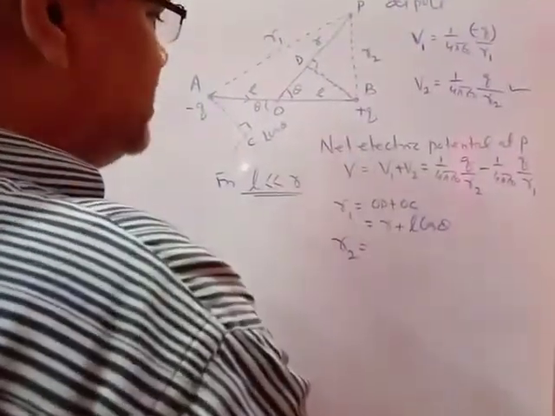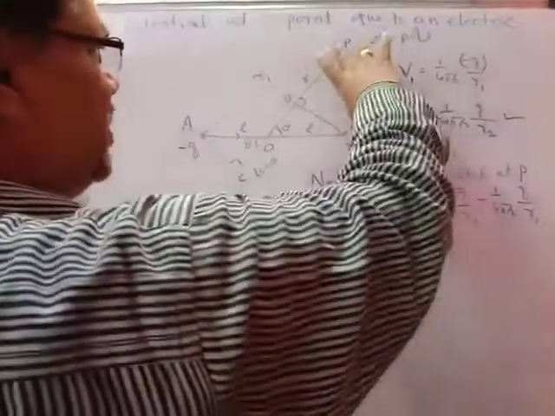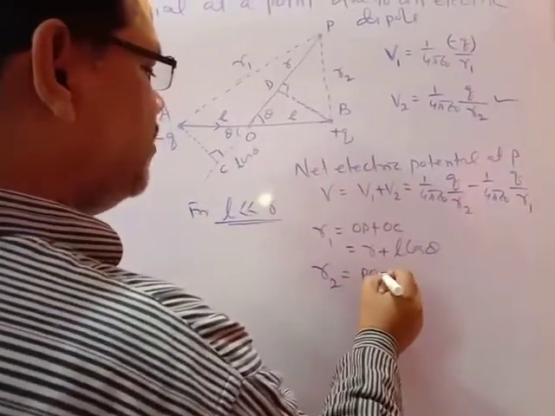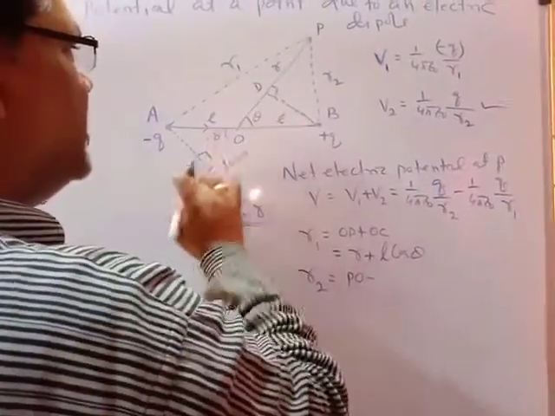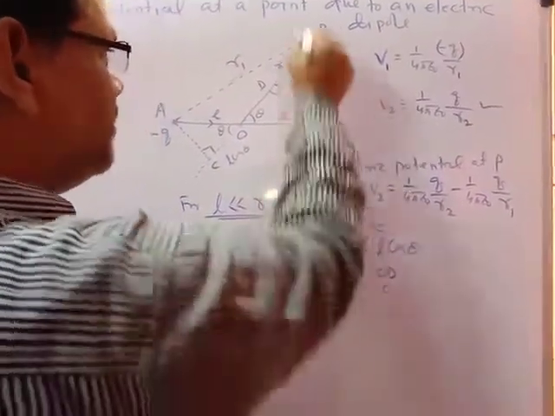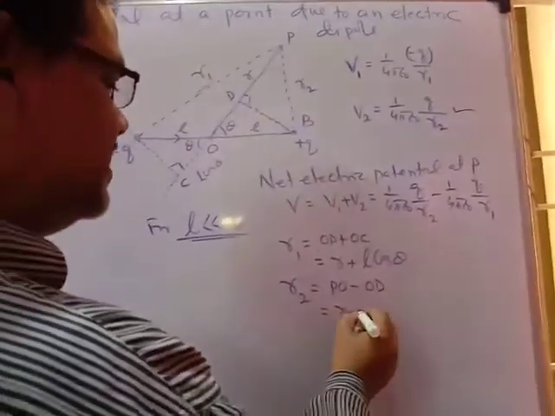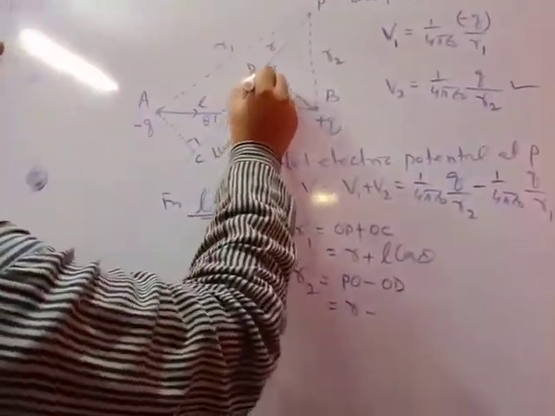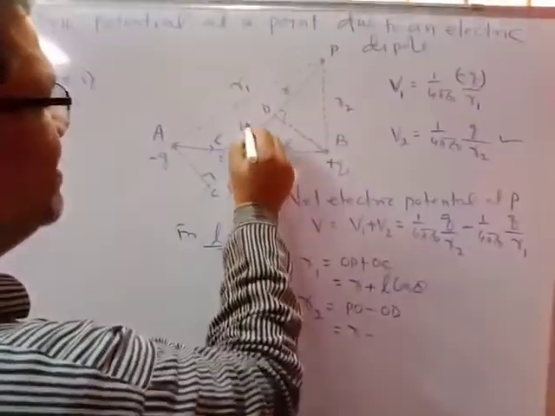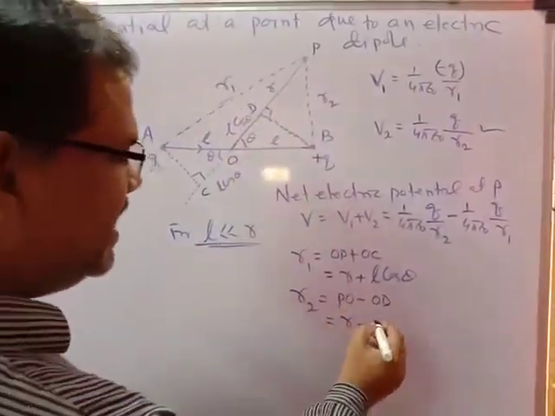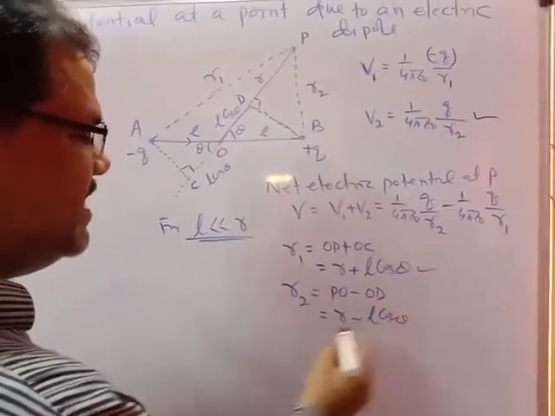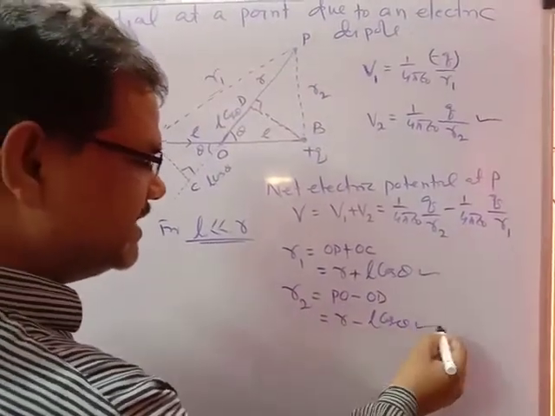So our target is to find out R2. So R2 will be equal to PO minus OD. What is PO? PO is r, minus what is OD? OD will be equal to l cos theta. Similarly, this is l, this is the angle theta, that is l cos theta. So you are finding R1 equal to r plus l cos theta, R2 equal to r minus l cos theta.